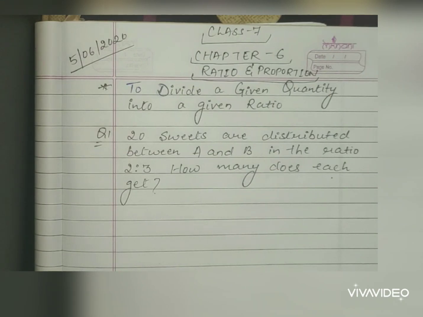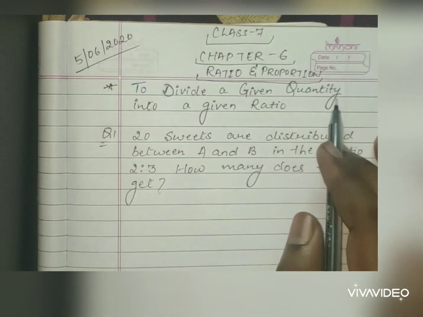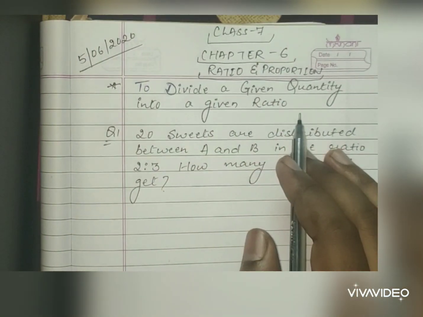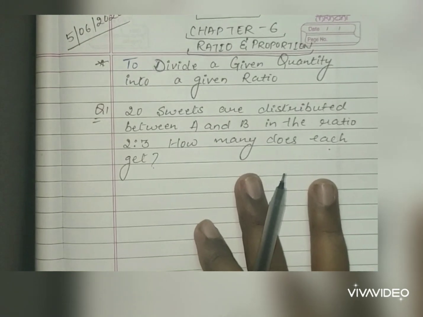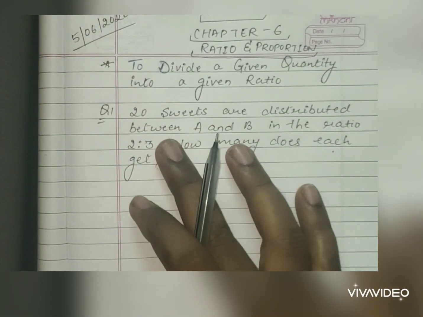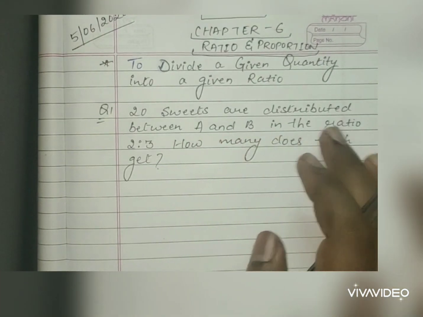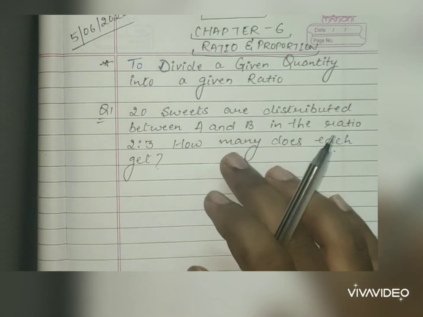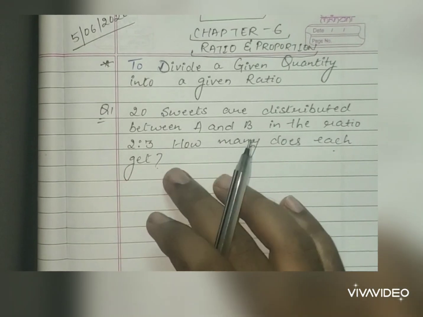In the previous session, we have seen what is ratio. Today, we will see the topic how to divide a given quantity into a given ratio. So, question number 1 is saying that 20 sweets are distributed between A and B in the ratio 2:3. How many does each get?